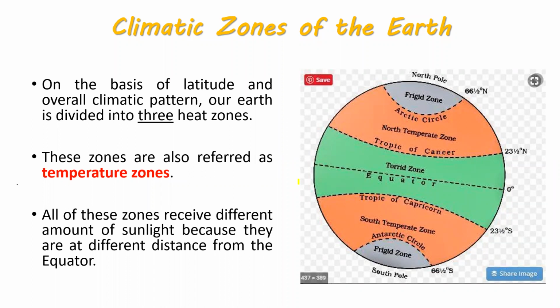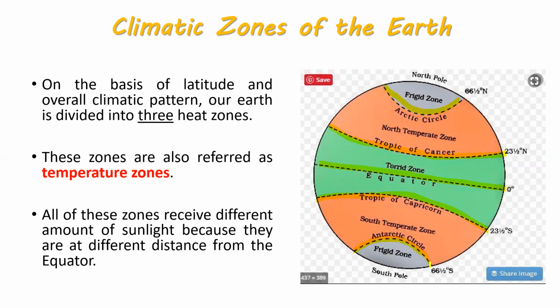In today's class, we will study about the climatic zones of the earth. So we know our earth is round and our earth is divided by various latitudes, isn't it? The most important latitude is the equator, this line. Then we have other important latitudes like the Tropic of Cancer and Arctic Circle in the north. And which else? Yes, the Tropic of Capricorn and the Antarctic Circle in the south.